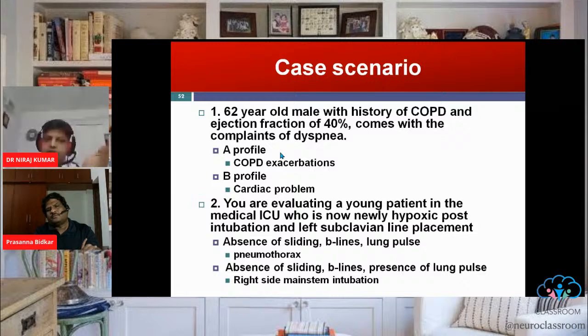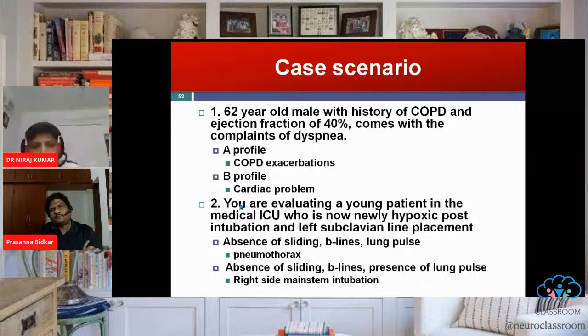If you are getting this A profile, then most probably it is because of COPD exacerbations. If you are getting A profile, most probably it is not because of cardiac pathology. But if you are getting B profile, that means there are multiple B lines, then most probably there is a pulmonary edema or cardiogenic pulmonary edema, and most probably there is a cardiac problem. And this is how to differentiate between the two.